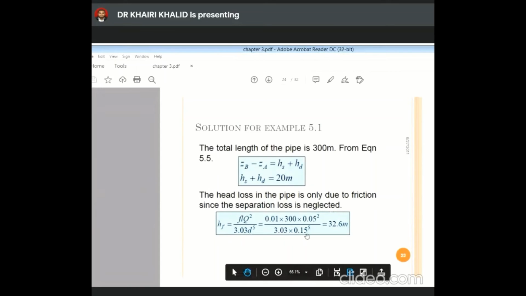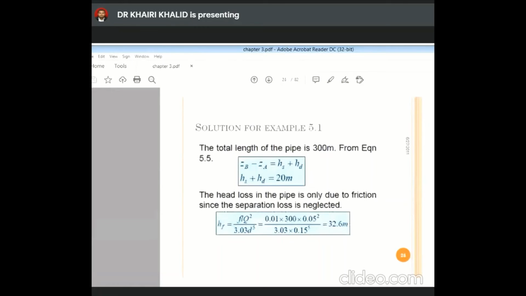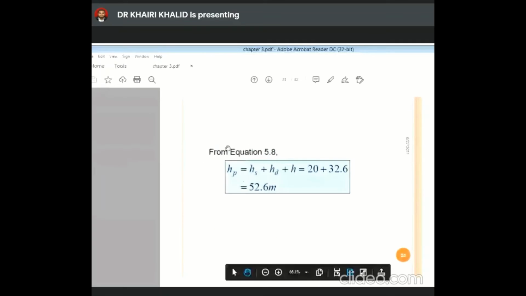So we have HF equal to f L Q squared over 3.03 d to the power of 5. You will gain HF of 32.6 meters. So the head of the pump needed is 52.6 meters for this particular system. Can everyone understand, class? The head needed for this particular pump is 52.6 meters.